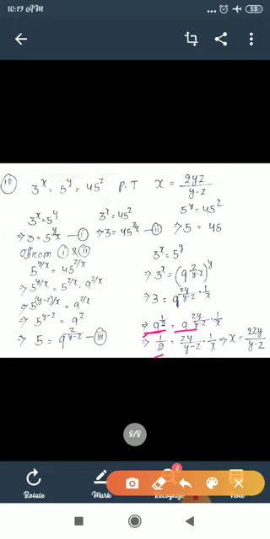Now just cross multiply this. By cross multiplication you will get x equal to 2yz by y minus z. We have proved this one here.